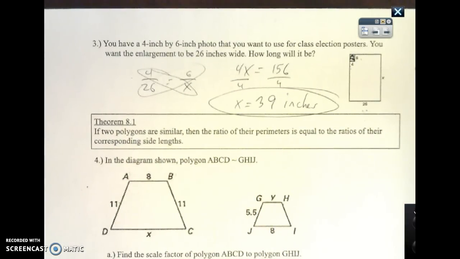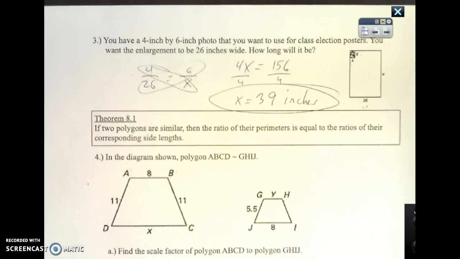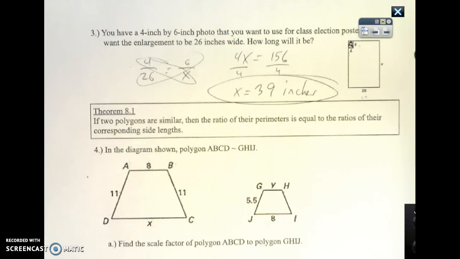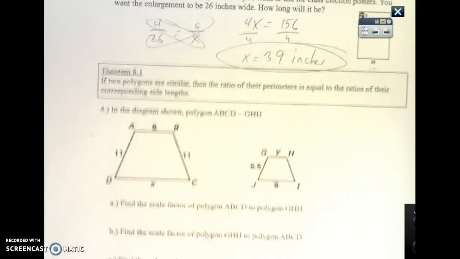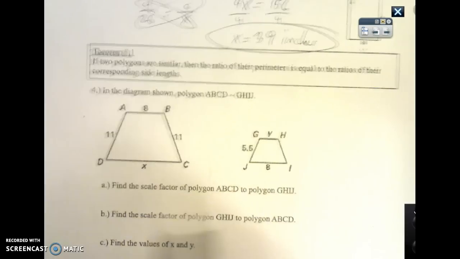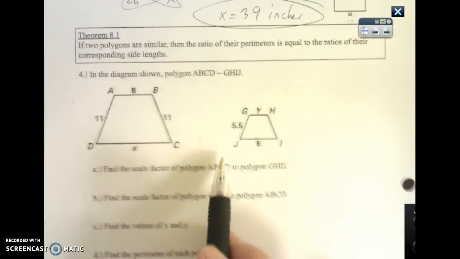Alrighty, good deal. Theorem 8.1. If two polygons are similar, then the ratio of their perimeters is equal to the ratio of their corresponding side lengths. So you guys kind of found this out for yourself as well. I asked you guys to figure out the perimeter of all of your objects. And the scale factor there is also going to be the same as the scale factor for your sides. So let's take a look.